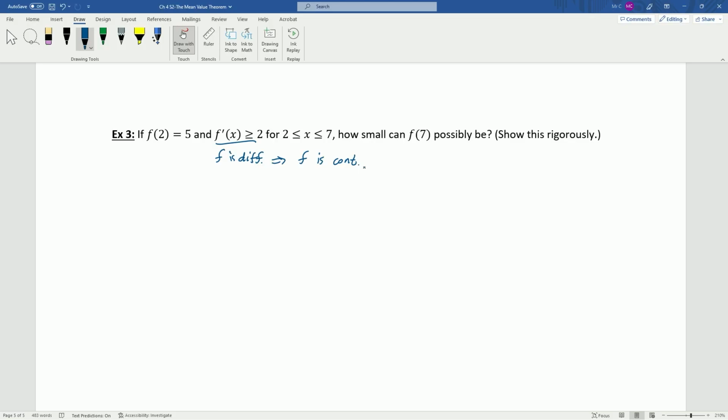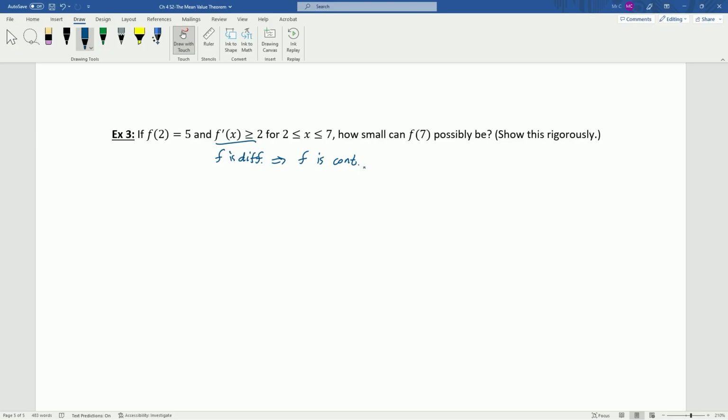So if f of 2 equals 5 and f prime of x is greater than or equal to 2 for x between 2 and 7, how small can f of 7 possibly be? Show this rigorously. So a lot of times I'll have students take some weird approaches to this, and there are some cases, not most of them, but some cases where you can kind of get lucky and make an educated guess towards the answer. But if I'm asking you this question, I really want you to show this using these tools rigorously.